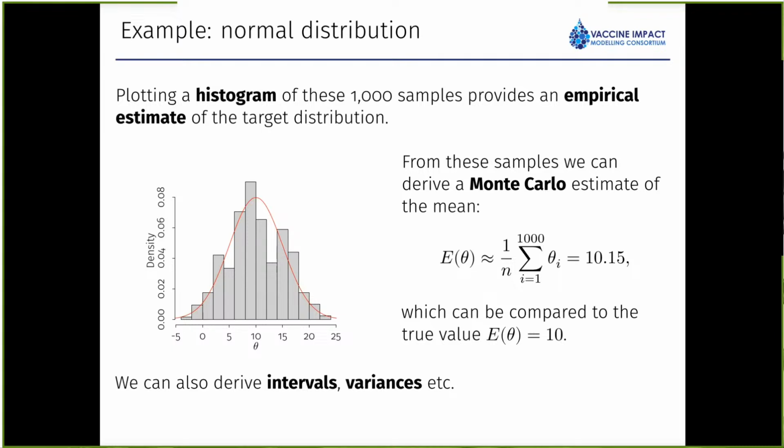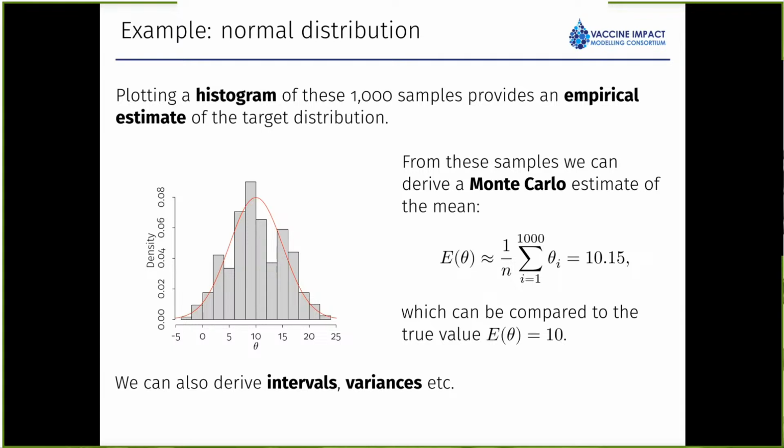Even with 1,000 samples, if I take their sample mean, I get an estimate of 10.15, which is pretty close to the true value, which is 10. And this will get closer and closer to 10 the more samples I take. I've only taken 1,000 samples here, but if I took 1,000,000 samples, this would be really close to 10. This is the essence of how this algorithm works.